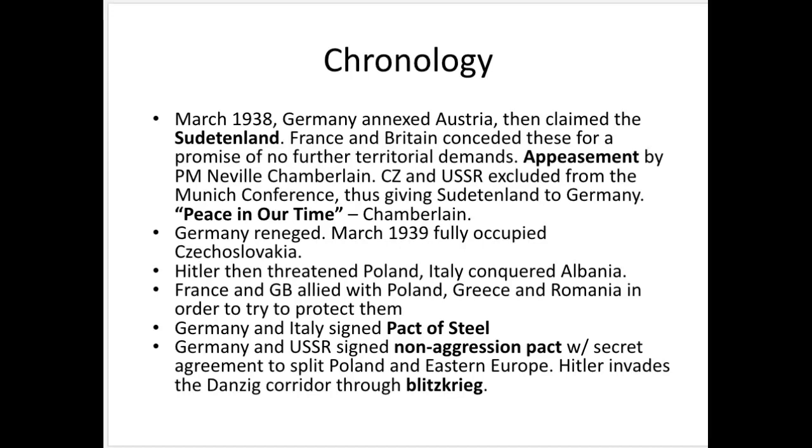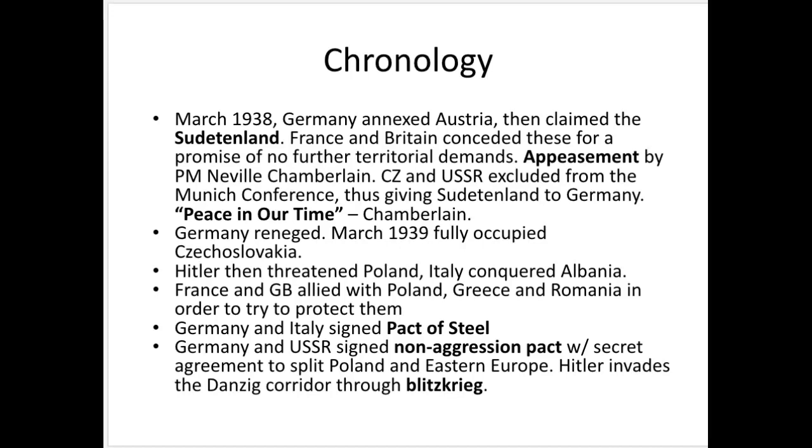And Czechoslovakia and the USSR are excluded from the Munich conference, so therefore the Sudetenland could go to Germany. And this seemed like a good idea at the time, although everybody kind of looks poorly on Neville Chamberlain now because Germany reneges on it, right? And in March of 1939, Czechoslovakia is fully occupied by Nazi Germany.